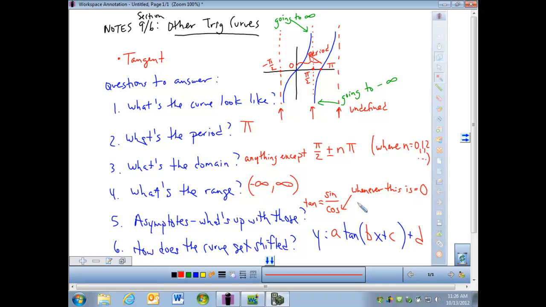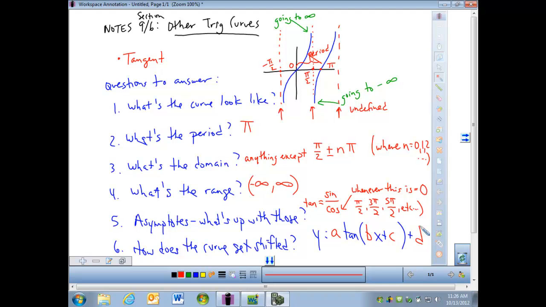If you're looking at your unit circle, you can see that at pi over 2, and at 3 pi over 2, and if we were continuing to go, 5 pi over 2, those are all the places where cosine, or your x value, is 0. So that's why your asymptotes occur there.